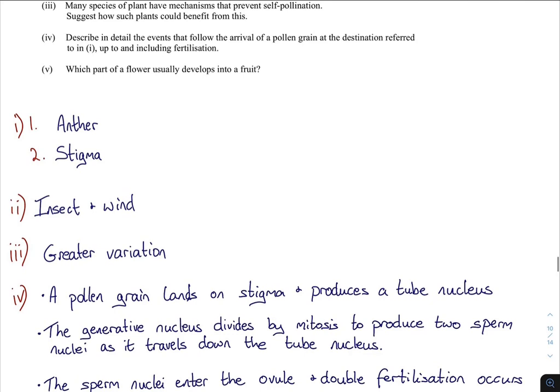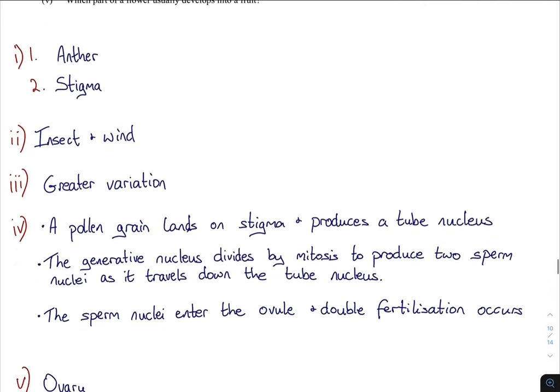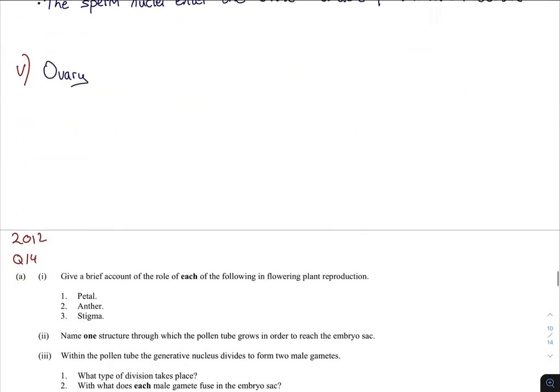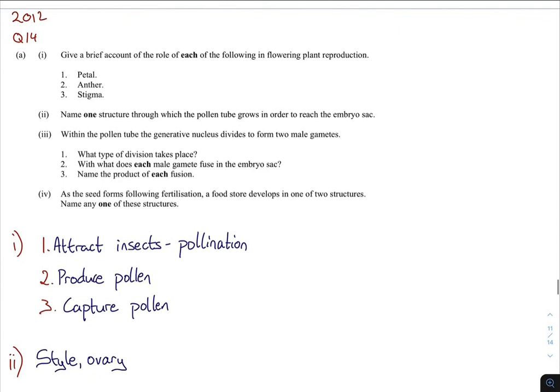And what part of the flower develops into the fruit? So fruit contains an ore, so think of fruit, ore for ovary. Okay, we're nearly there. Brief account of the following. We've answered this question before in a different video. What does the petal do? It attracts insects. What does the anther do? Produces pollen. And what does the stigma do? It captures pollen. It's often sticky to capture the pollen.